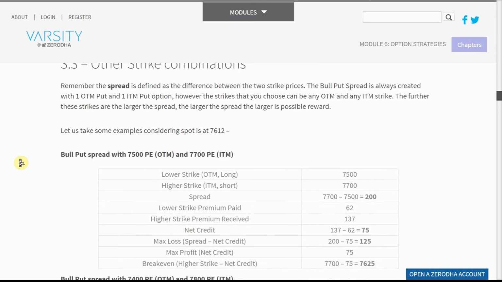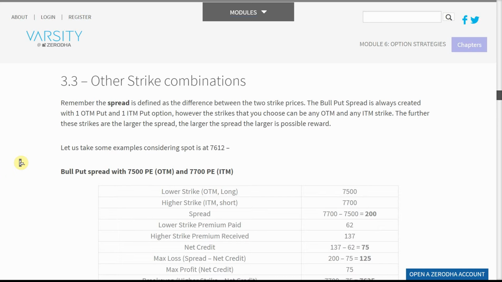3.3 Other strike combinations. Remember, the spread is defined as the difference between the 2 strike prices. The bull put spread is always created with 1 OTM put and 1 ITM put option. However, the strikes that you choose can be any OTM and any ITM strike. The further these strikes are, the larger the spread. The larger the spread, the larger the possible reward. Let us take some examples considering spot is at 7,612.